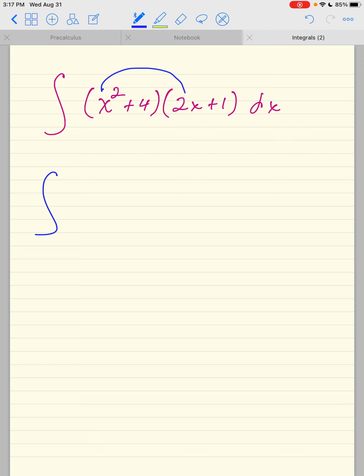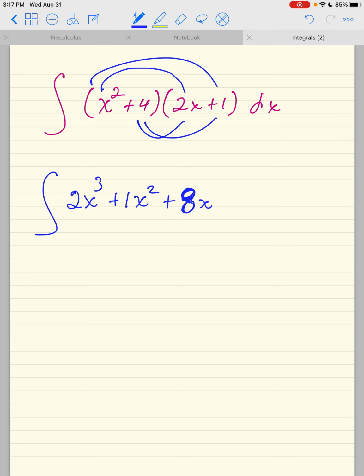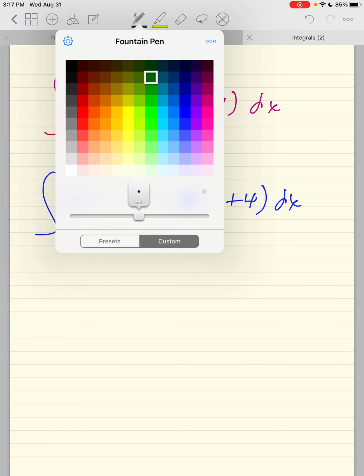x squared times 2x is 2x to the third. x squared plus x squared times a positive 1 is positive 1x squared. Positive 8x is 4 times 2x, and 4 times 1. Now, all you did was rewrite the problem. That doesn't mean that you took the integral, okay?